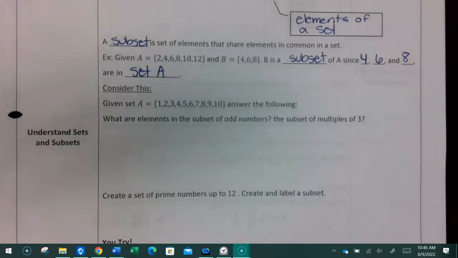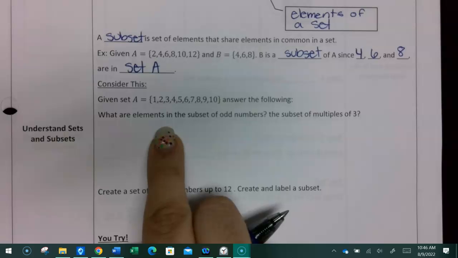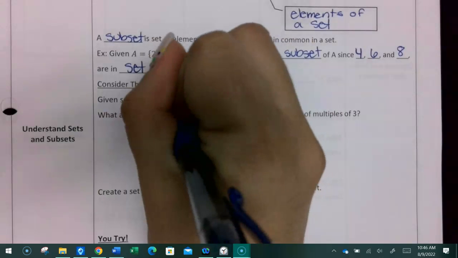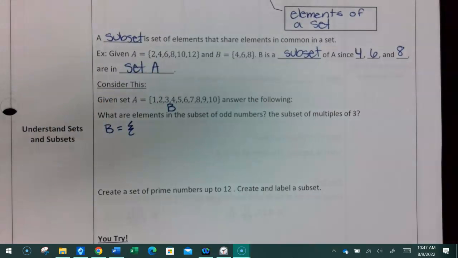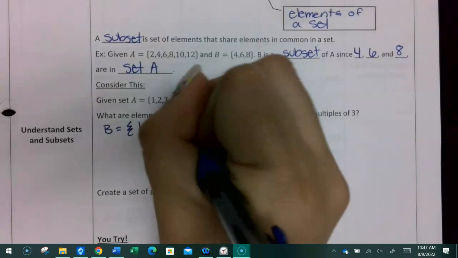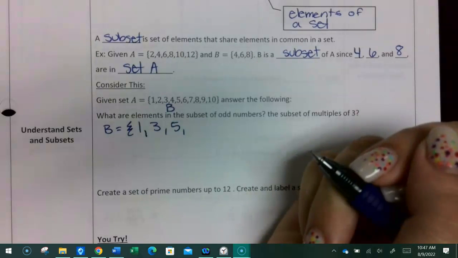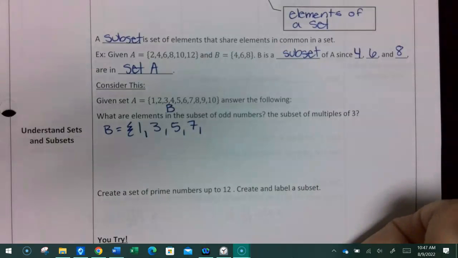Okay, so I'm given set A, which is 1, 2, 3, 4, 5, 6, 7, 8, 9, and 10. It first wants me to answer the elements in the subset of odd numbers. So I'm going to label this subset B. What are the odd numbers in that set? Is 3 the smallest odd number I have? 1, then 3, 5, 7, and then any more? 9.